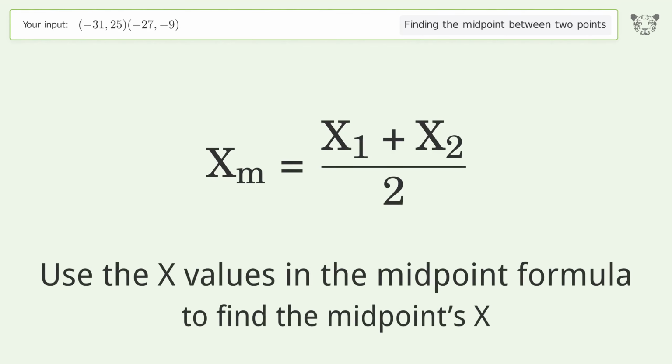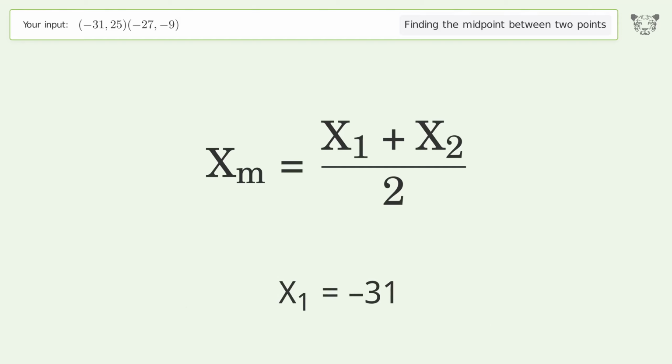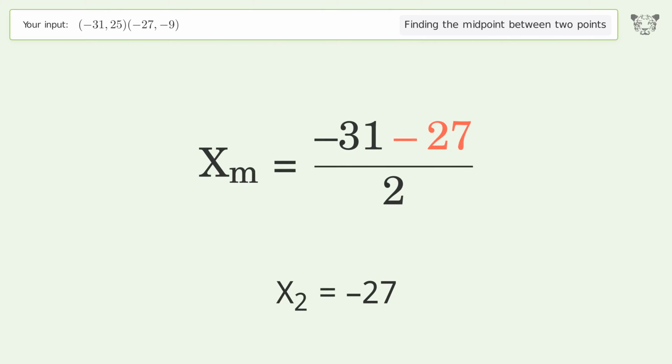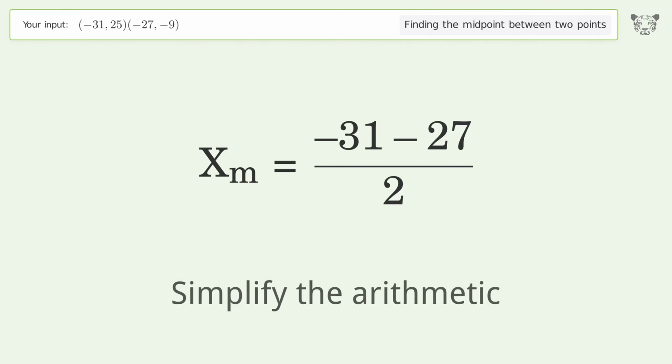Use the x values in the midpoint formula to find the midpoint's x. x1 equals negative 31. x2 equals negative 27. Simplify the arithmetic.